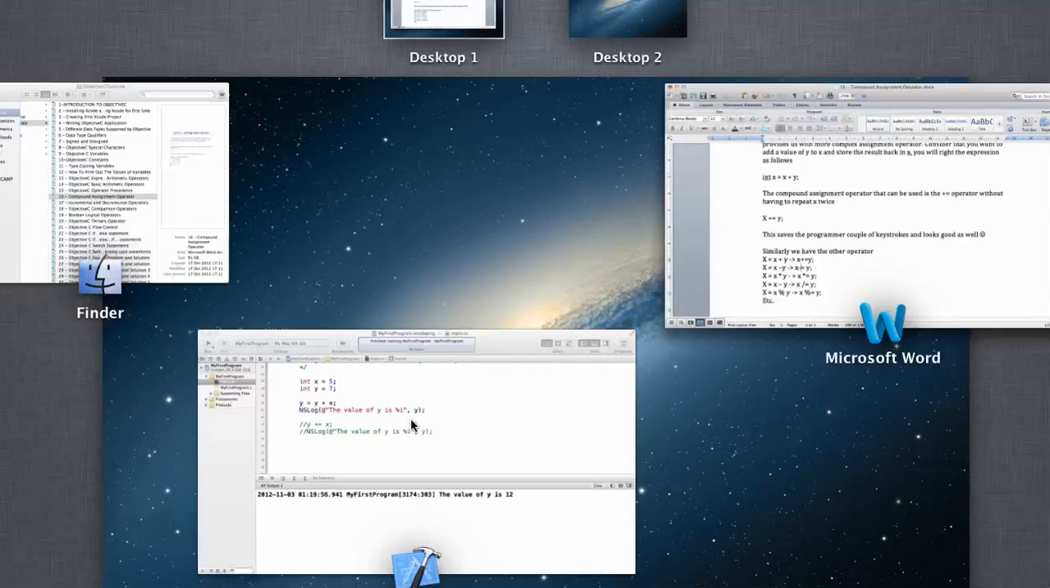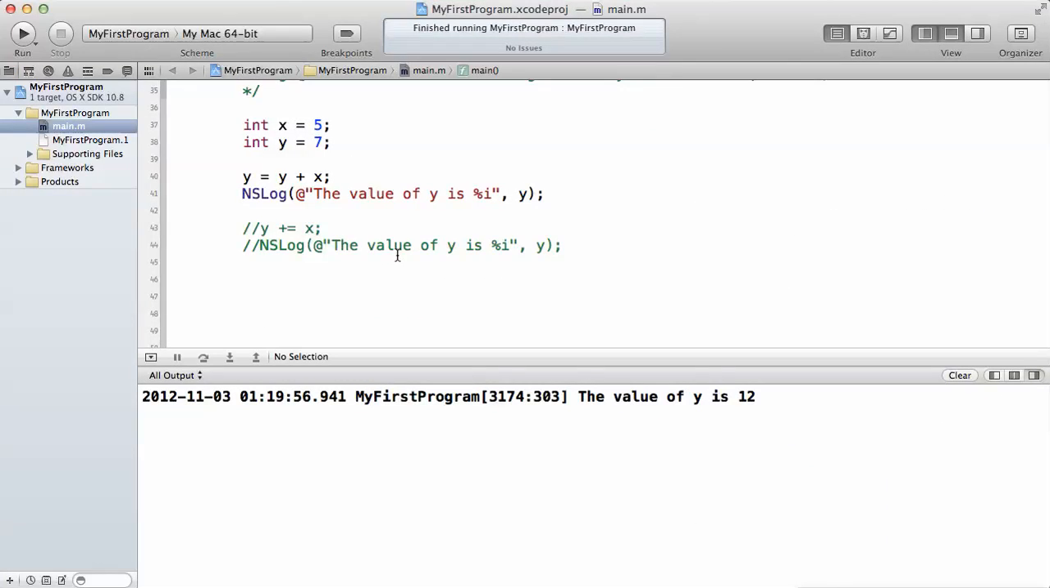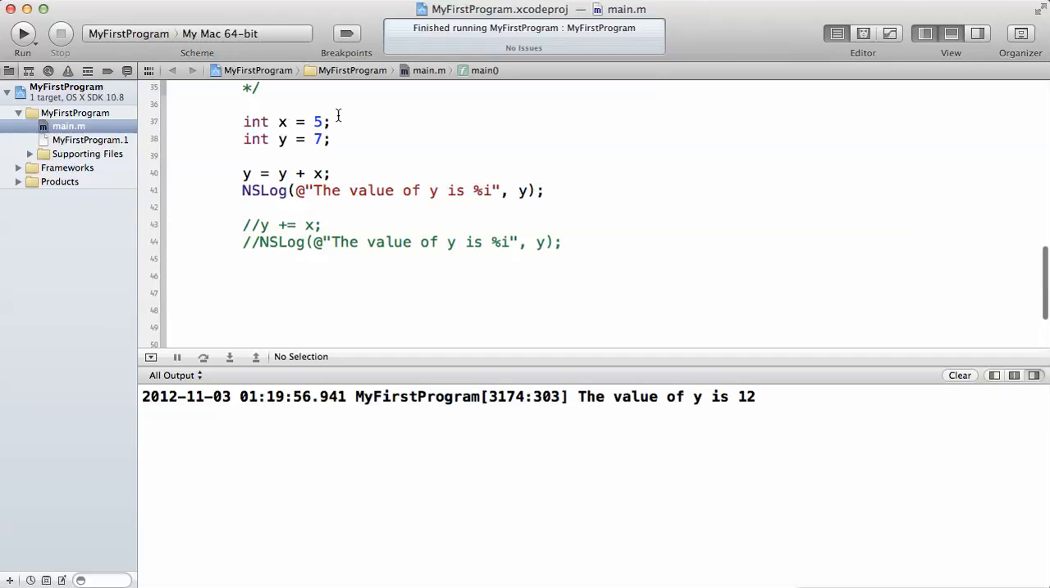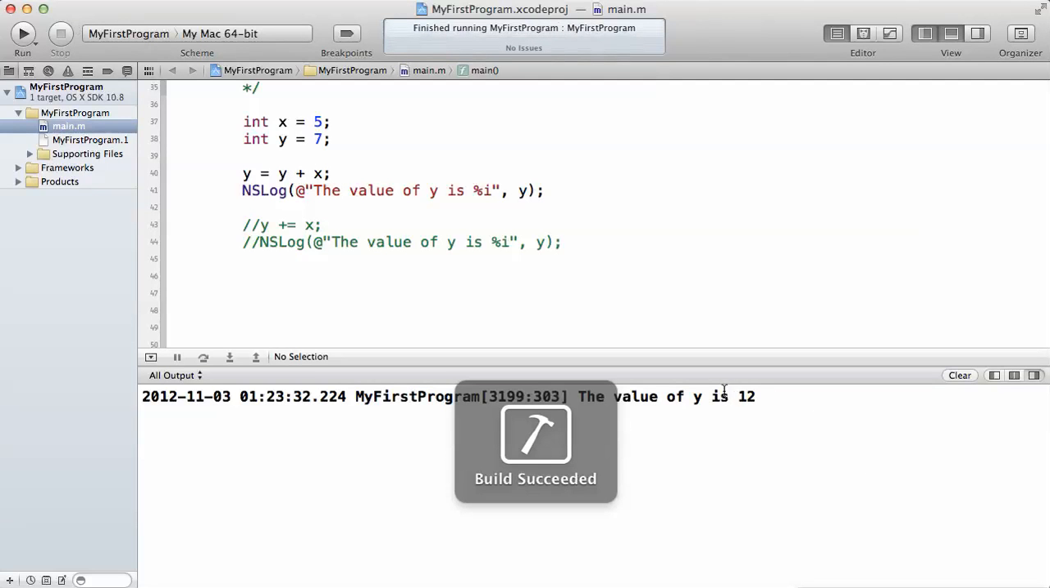So let's look at it in the code. Right here I said x equals 5 and y equals 7. And I said y equals y plus x. So if you run the program, we can see that the result of y is now 12 when I print out the value of y here, because we stored the result back into y.